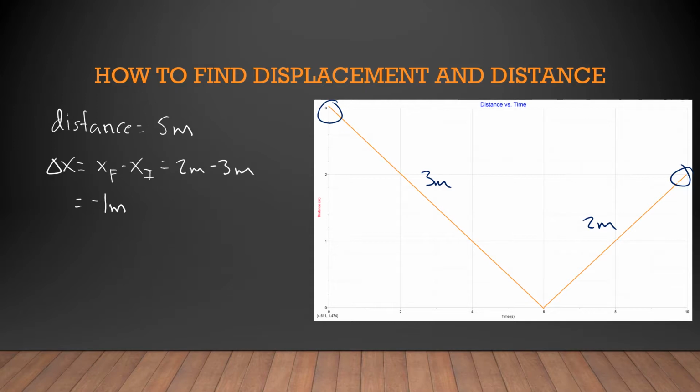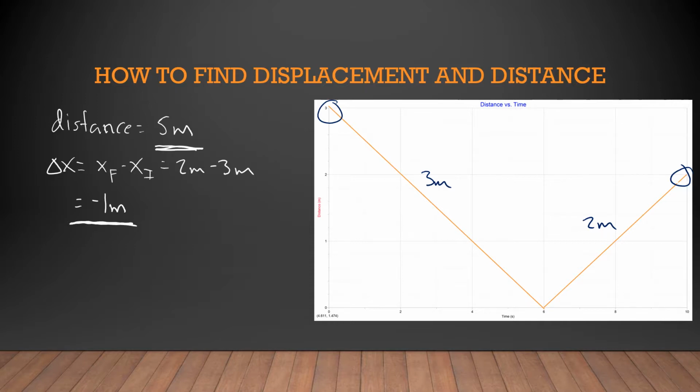So what does that mean? It means that we walked a total distance of 5 meters, but based on where I started and where I finished, I'm only 1 meter closer to the origin than where I started. So it's really important to keep track of those two things. Distance and displacement are not always the same value, or even absolute values of one another, if we change direction.